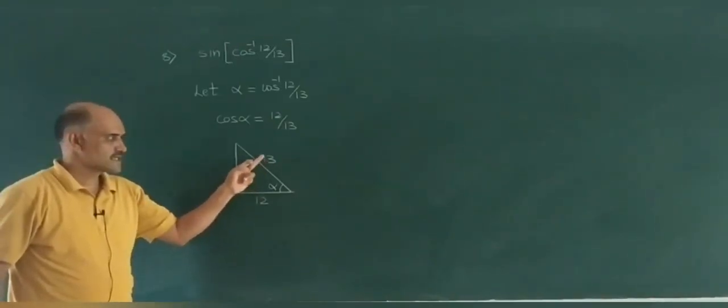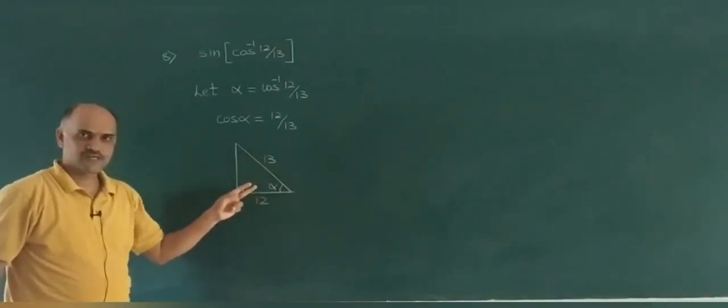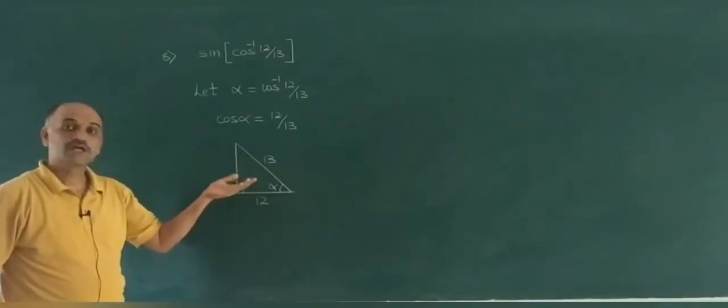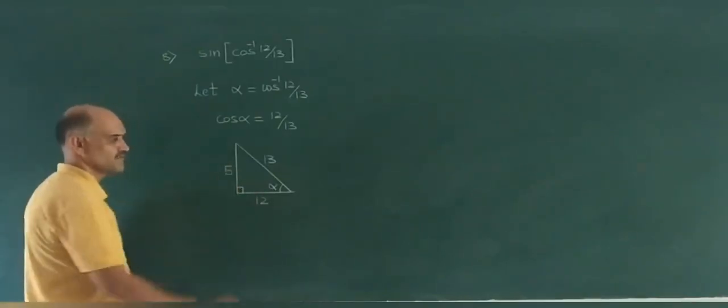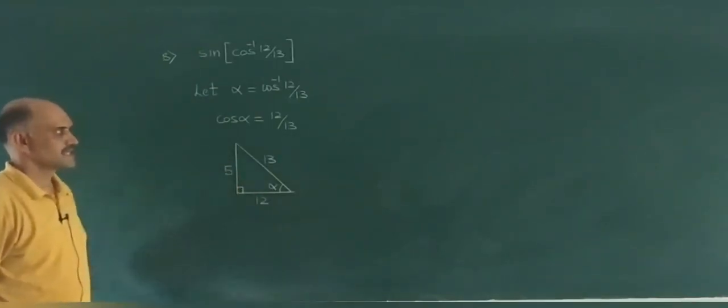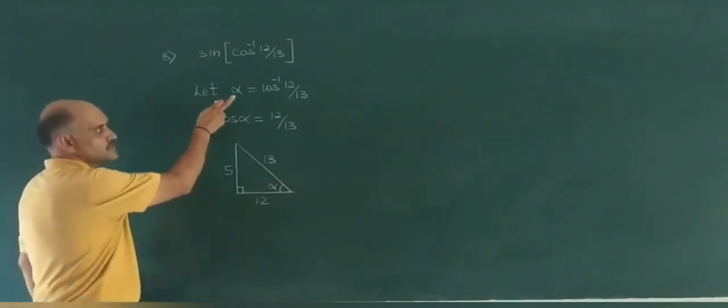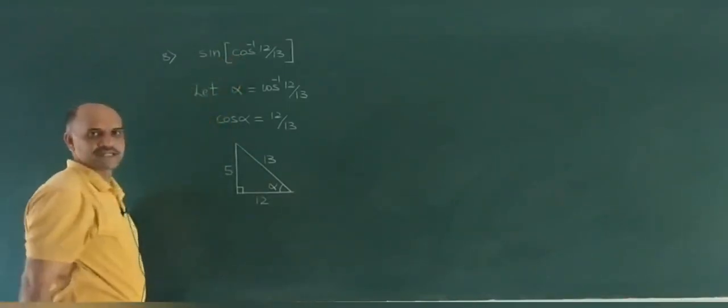So 13 square is 169, 12 square is 144. You subtract, you will get 25, root you will be having 5. So opposite side will be 5. Now substitute this alpha in the given expression.